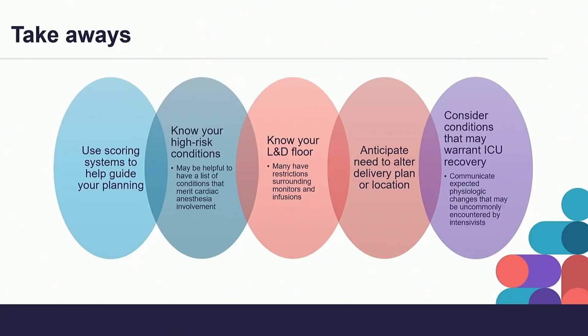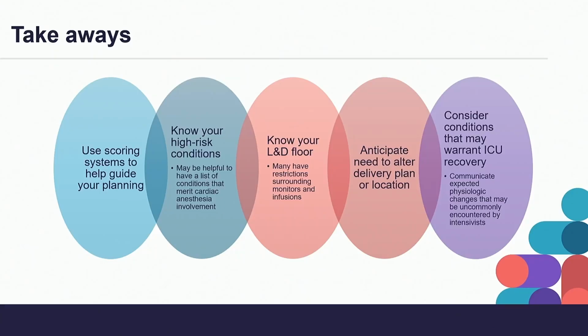It's important to know your L&D floor. You may not be able to have an arterial line on your L&D floor. We can. We can't run inotropes. And if you know where the patient falls in the risk algorithm, you can anticipate the need to alter your delivery plan or delivery location to a cardiac OR. That's very institution specific, but reasonable to try to figure out beforehand.